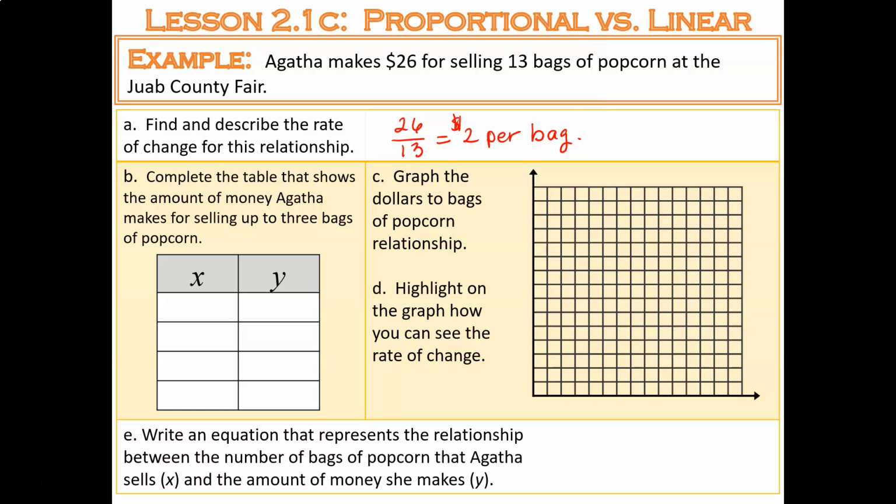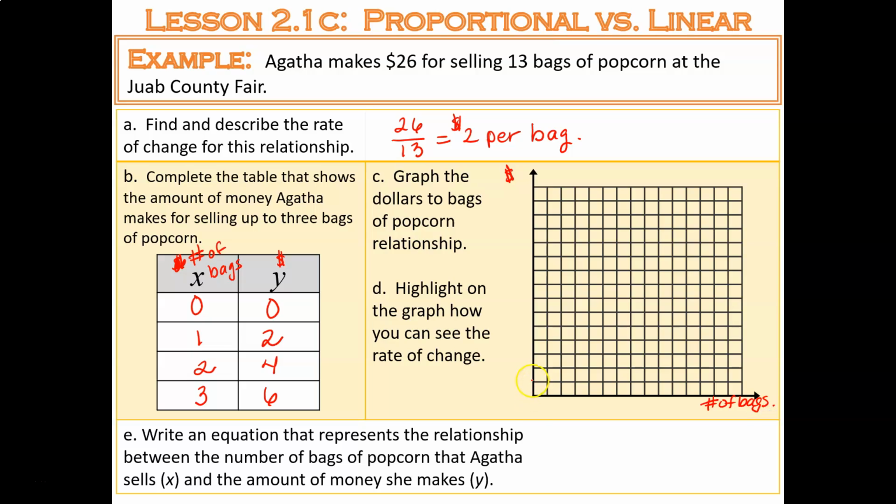Okay, so let's complete the table. This will be the Y, the dollars, and this is the number of bags. So if she doesn't sell any, she doesn't get any money. If she sells one, we said our unit rate was $2, so that's $2. If she sells two, she makes $4. If she sells three, she gets $6. Remember, your dollars go on the Y and your number of bags is on the X.